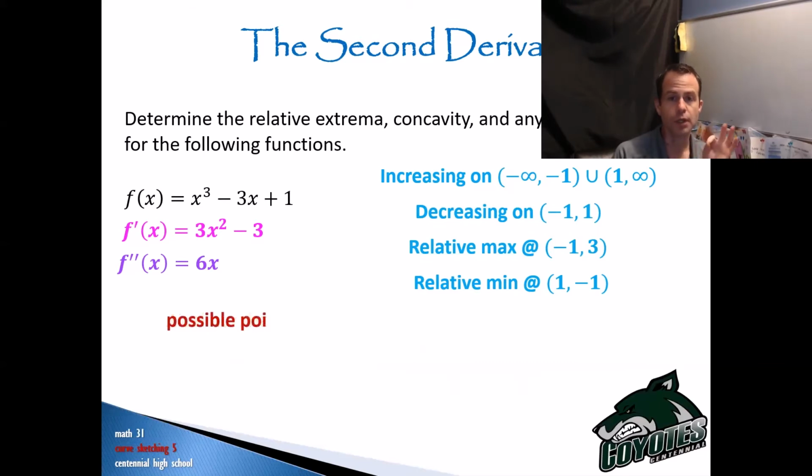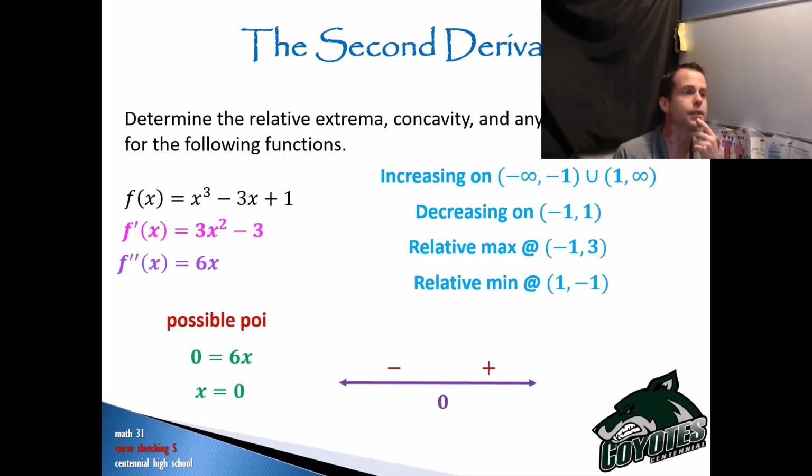The possible point of inflection would occur when the second derivative equals 0, which would occur at x equals 0. So I'm going to plot 0 on a number line and check to the left and to the right. And when I do that, I get negative to the left and positive to the right. So now I have 3 more statements in my analysis. I can say that I concave down from -infinity to 0. I concave up from 0 to infinity. And because I had a change in concavity at 0, going from negative to positive, that also tells me that I do have a point of inflection at 0 comma whatever the y value is.